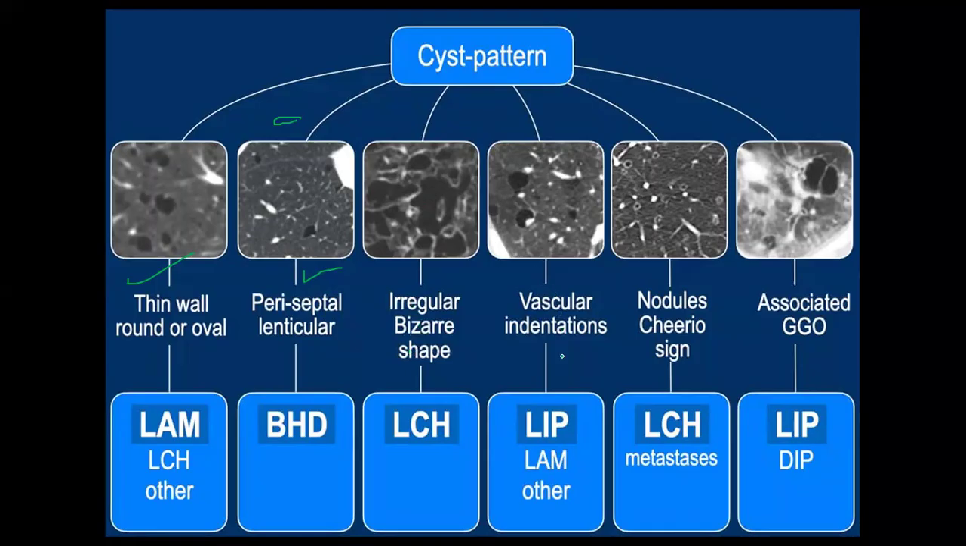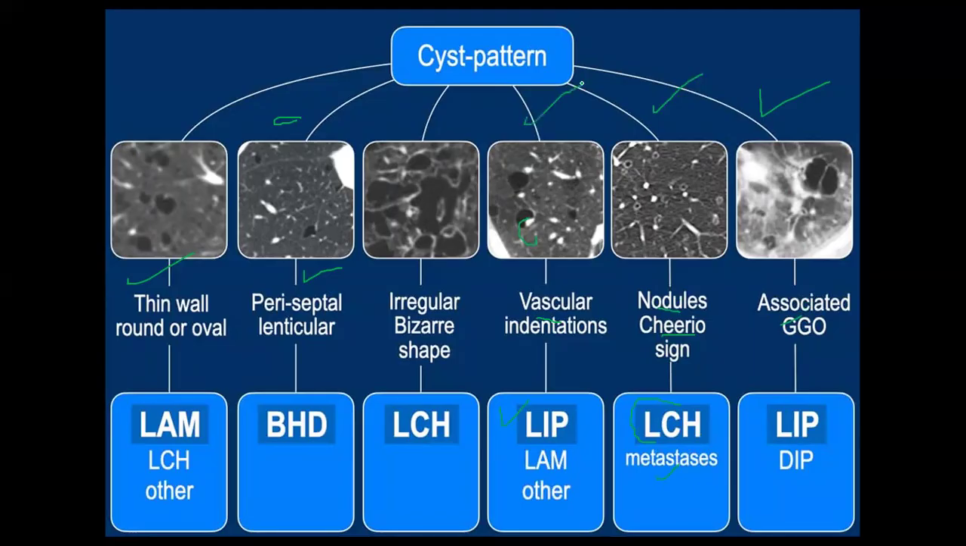Next, usually vascular indentation within the cyst can be seen. So it is a case of LIP. And next is nodules giving the Cheerio sign. So it is seen in the settings of LCH and mets. And here you can see the cysts seen with the ground glass opacity. Previously, we discussed that it is seen in the setting of LIP or DIP. So LIP or DIP have ground glass opacity, and cysts with nodules are seen in the settings of LCH.